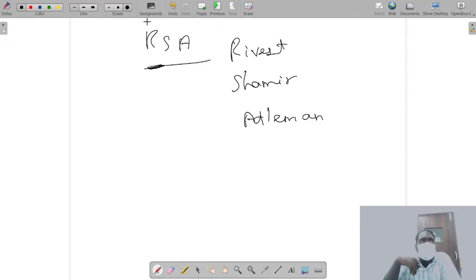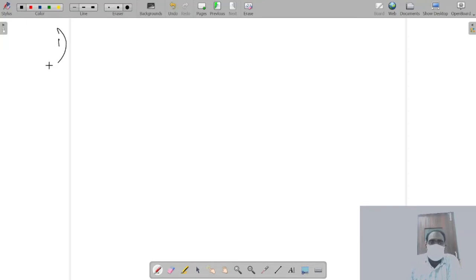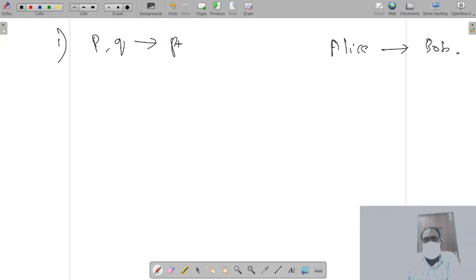So RSA follows some specific steps. We'll go on to see what those steps are. First of all, let's assume Alice wants to send a message to Bob. All right. Now what Alice does is she selects two prime numbers P and Q, and calculates P into Q is equal to N. All right. Simple enough. These two prime numbers better be some big prime numbers, so that getting the reverse is really hard.